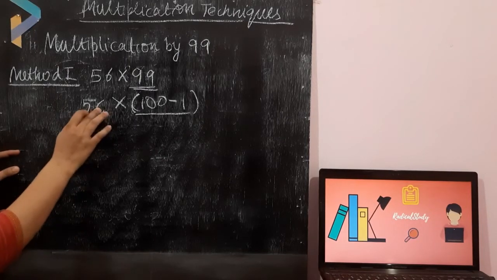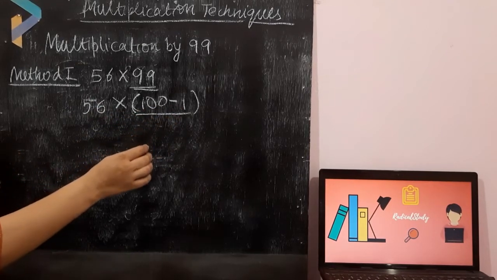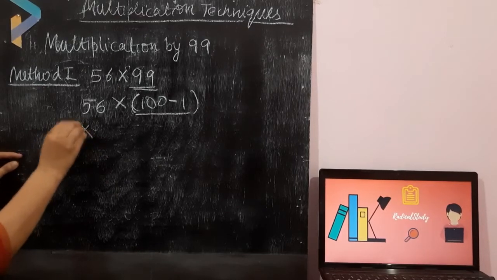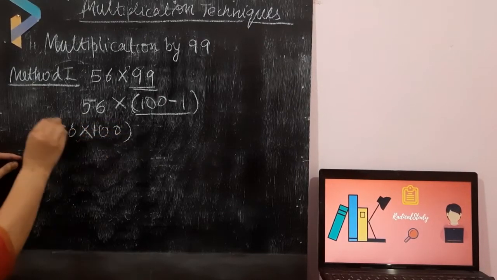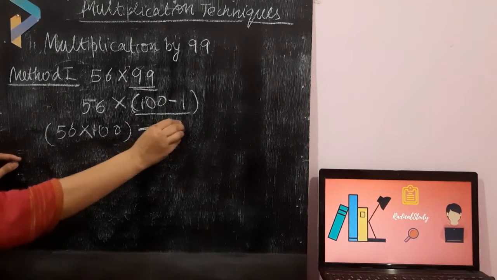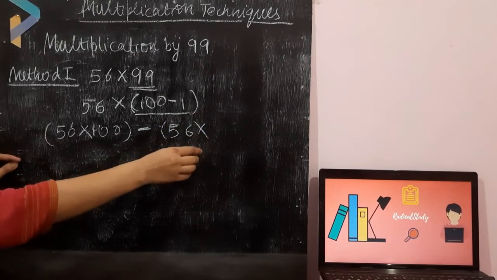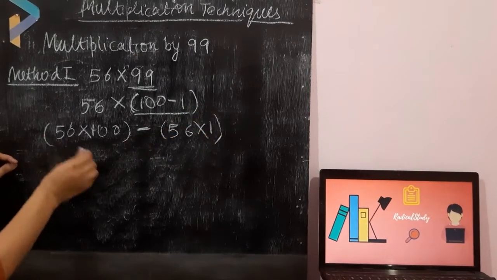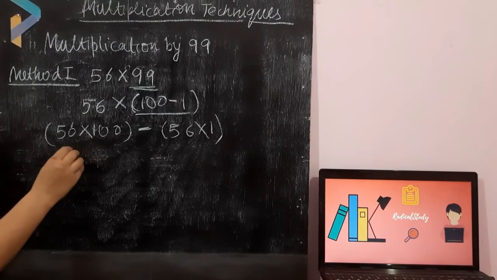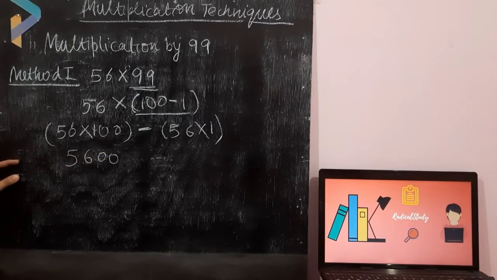So in the previous method also, we have multiplied the number by both the numbers in the bracket. So in this method also, I am going to multiply it with both the numbers. So 56 multiplied by 100. As it is having a minus sign, that is subtraction sign, so it will be subtraction over here. Now 56 multiplied by 1. Okay students. Now 56 multiplied by 100, just count the number of zeros at the end. It will be 5600. Okay? Okay students.